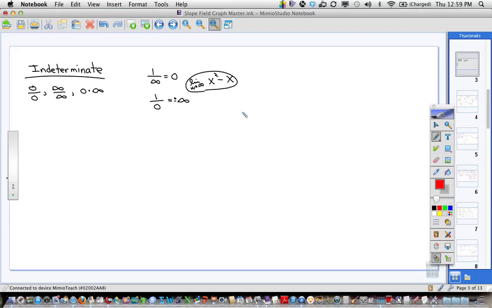0 times infinity, is that 0? Well, no. You know, we talk about 0 times anything is 0. Well, 0 times another number is 0. But infinity is not a number.